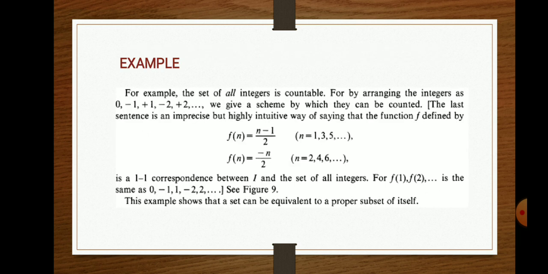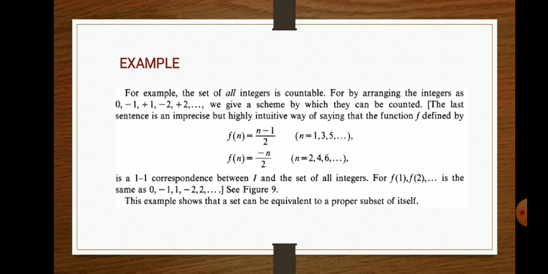So this is an example of a countable set. The set of all integers is countable. So here first we define a function from the set of all positive integers I to the set of all integers. The elements of the integers are 0, minus 1, plus 1, minus 2, plus 2, etc. Now we define a function. So we have the elements from I: 1, 2, 3, etc.